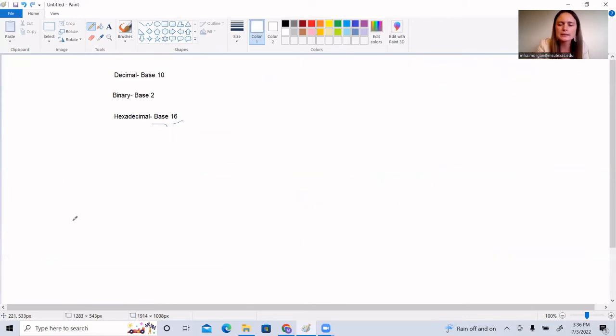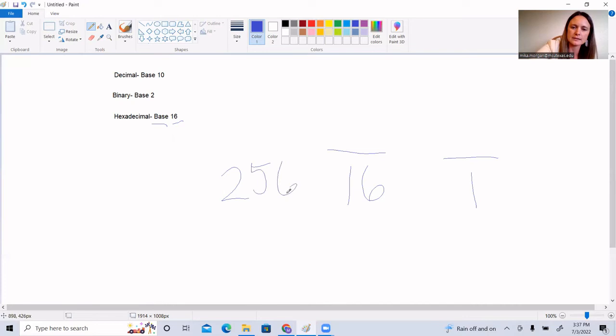All right, let's take a decimal number and convert it to hexadecimal. I always start by writing down my place values. So I know that my place values are going to be 1, 16, and 256.